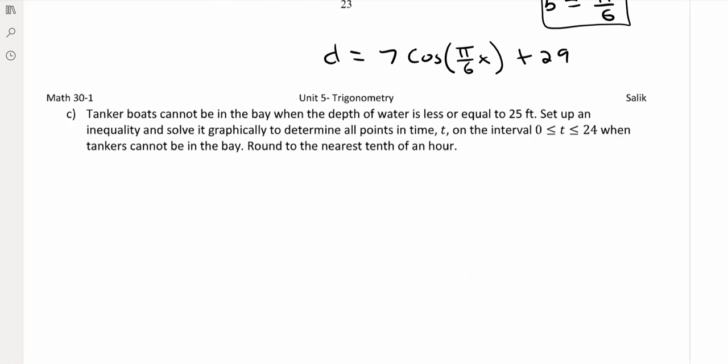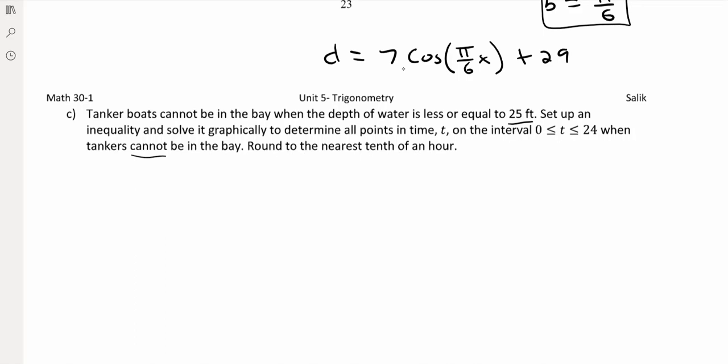All right, last one. Tanker boats cannot be in the bay when the depth of the water is less than or equal to 25 feet. Set up an inequality and solve it graphically to determine all points in time t on the interval between 0 and 24 when tankers cannot be in the bay. Round to the nearest tenth of an hour. Okay, what are we talking about here?